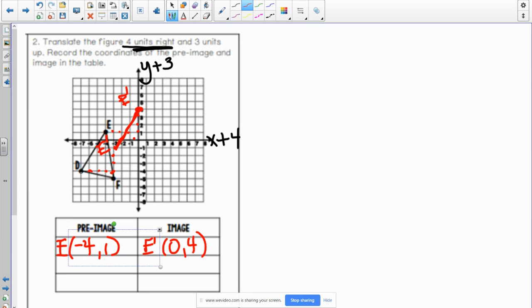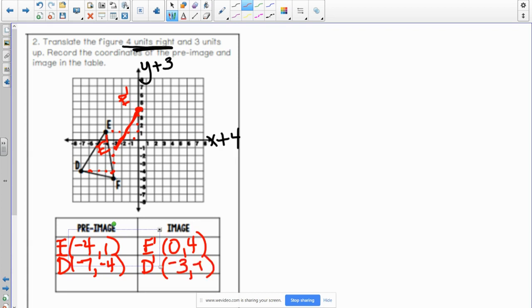So we just took D. So we'll put D here, and D is at -7, and all the way down here to -4. And D prime, we just move that 4 to the right, 3 up. We move that to -3, -1.